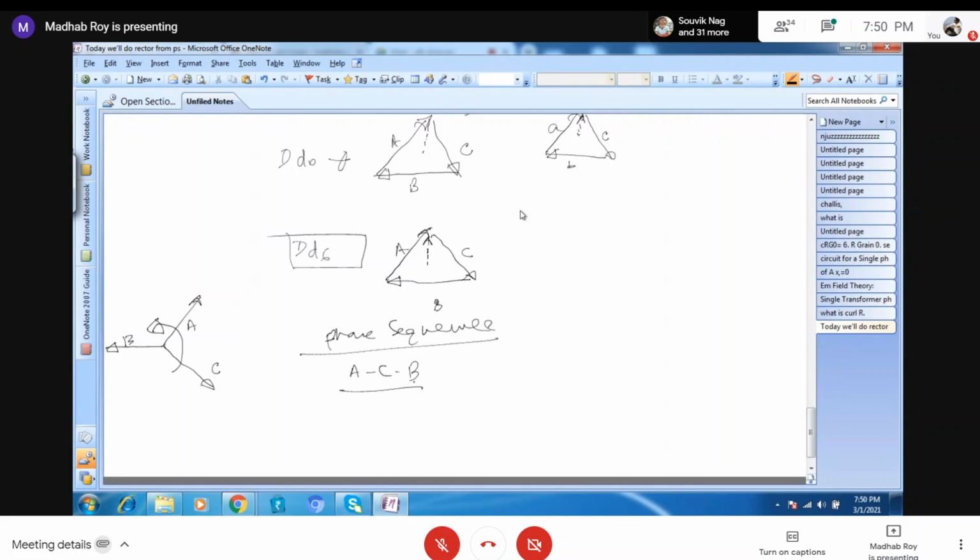Have you got it? How to find the phase sequence? So this is the phase sequence ACB. You cannot change the phase sequence once you are making connections. That's not allowable. You have to maintain the phase sequence and strictly follow this. You cannot do it randomly. That's why the phase sequence here is ACB. So now we have to do the DD6.